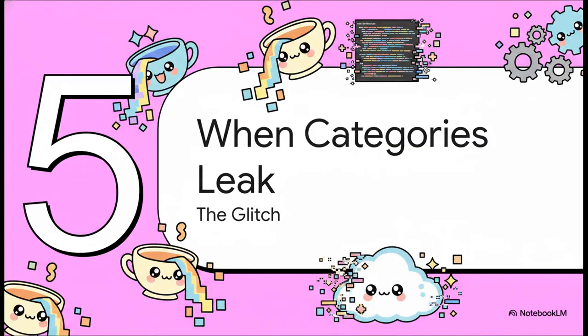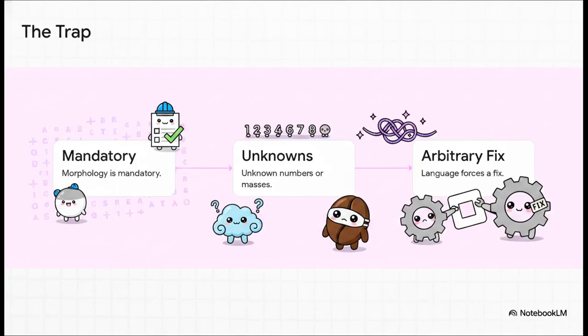Okay, finally, Section 5, when categories leak, the glitch. But what happens when the real world doesn't fit into these perfectly tailored uniforms? This is the climax of our explainer, the predicament of obligatoriness, or, what happens when reality refuses to fit neatly into strict morphological boxes. Step 1, in syntax, morphology is mandatory. If your language has numbers or cases, you absolutely must choose one. But step 2, what happens when we encounter mass nouns like water that we can't count, or unknown numbers like our coffee thief from the very beginning?